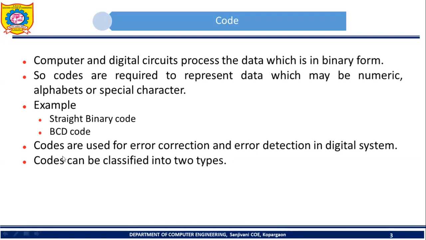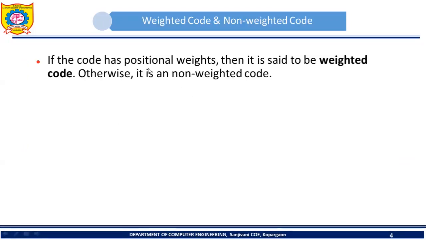So code can be classified into two types. We can say that there are two types of code. The first one is weighted code and the second one is unweighted code. So what is weighted code? If the code has positional weight, then it is said to be weighted code. Otherwise, it is non-weighted code.